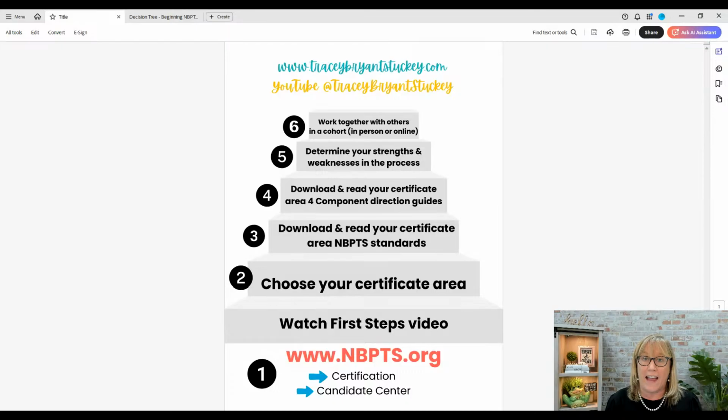It's all there at your fingertips on the Candidate Center tab at nbpts.org. And from there, once you've gone through reading your NBPTS standards, you're going to look at the other thing on that page, which is your 4 component direction guides. And they also have your rubrics in them. And you would read through each one of them: component 1, component 2, component 3, and component 4.